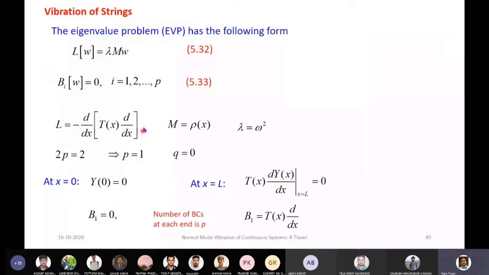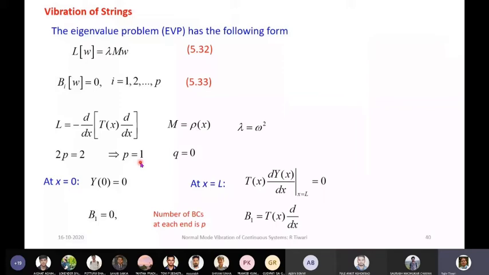If you compare this and the previous one, here the order of differentiation of the L operator is 2. So that means 2p, which in the general formulation we said 2p is the L operator differentiation. So in this string case, this is equal to 2. So that means p is equal to 1. Here M is not an operator, so q is 0. This is only a function of X. So that means at each boundary, we'll be having p number of boundary conditions. So at X is equal to 0, only one boundary condition will be there because p is equal to 1.